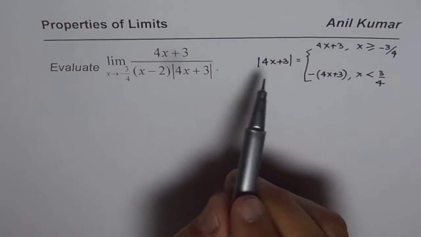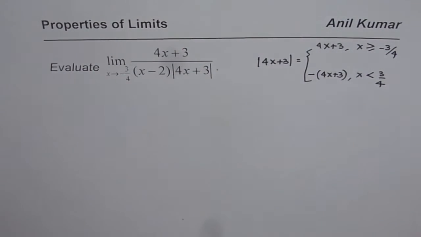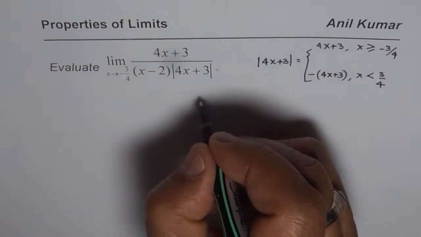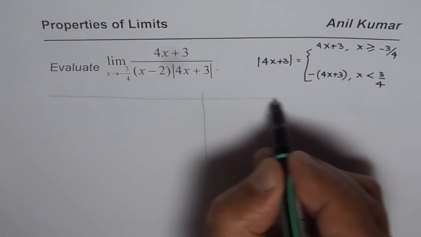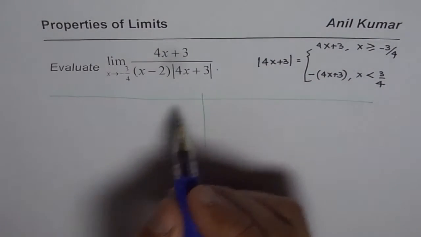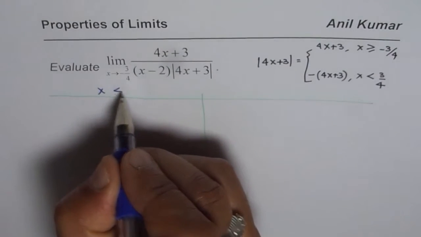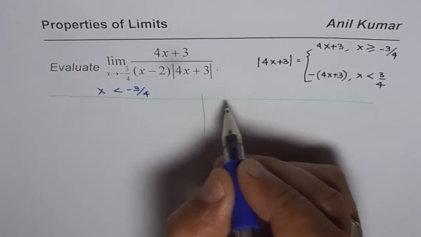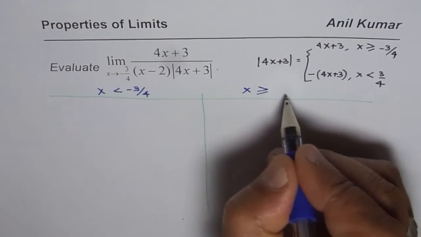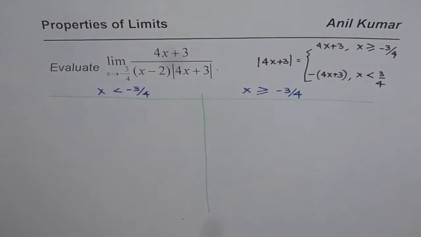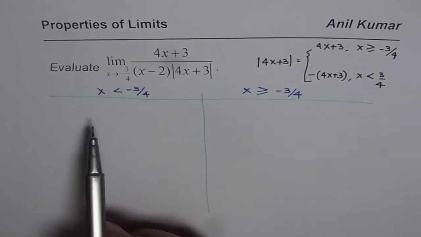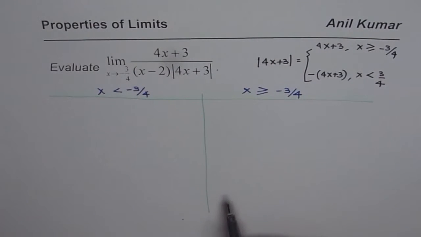Correct? So that is how we can define the absolute function, and once we do so, we can find the limit as a piecewise function. So I'm dividing this page into two portions. Here we will consider when x is less than minus 3 over 4, and on this side we'll consider when x is greater than or equal to minus 3 over 4, right? Since the absolute function is a combination of two piecewise functions. Now let's find the limit for both and see what the answer is.